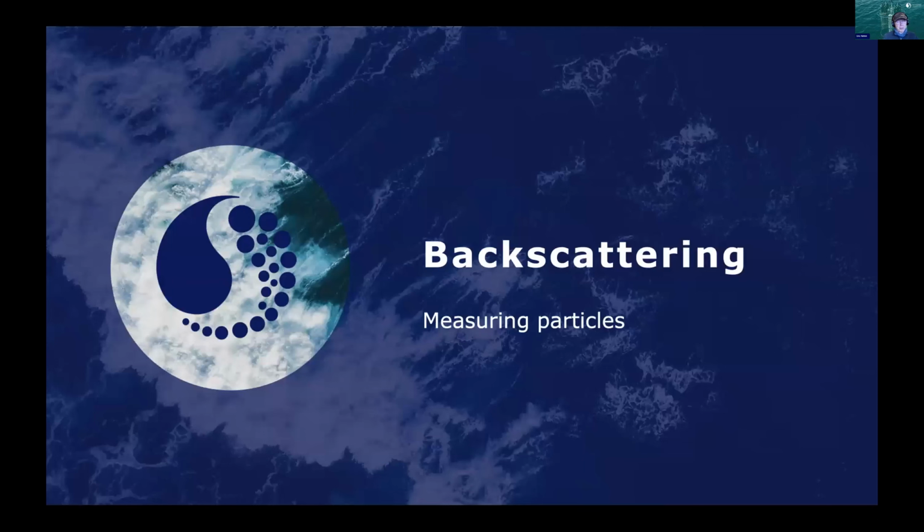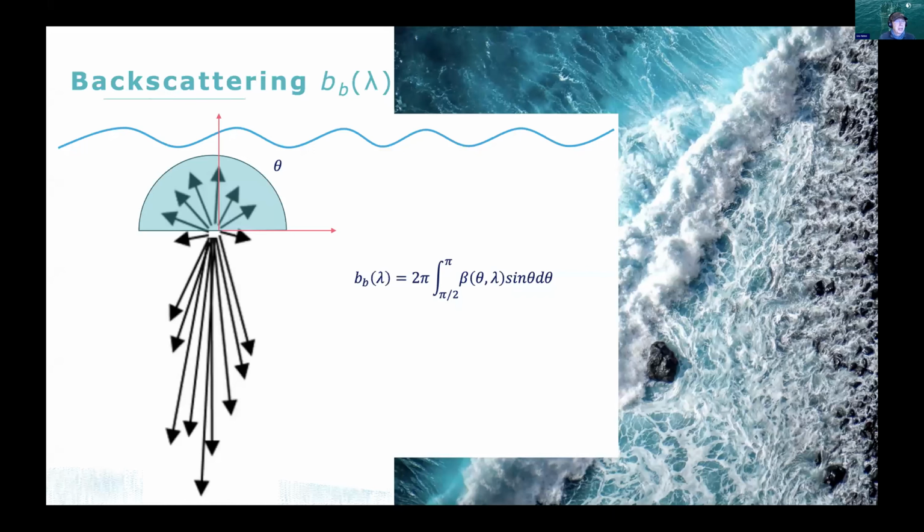Let's take a look at the third measurand that's in an ECO sensor: backscattering. I'm not going to go into all of the theory of operation, but the basic idea is that when light interacts with a particle, you can see that it can scatter light in all sorts of different directions. In this case, it assumes a photon coming directly down from the sun into the ocean.